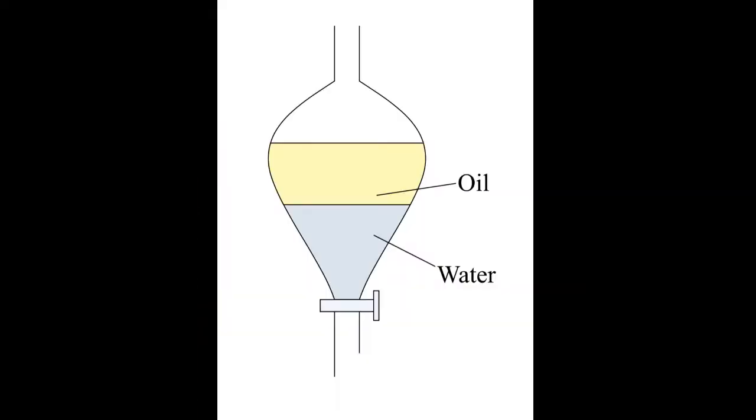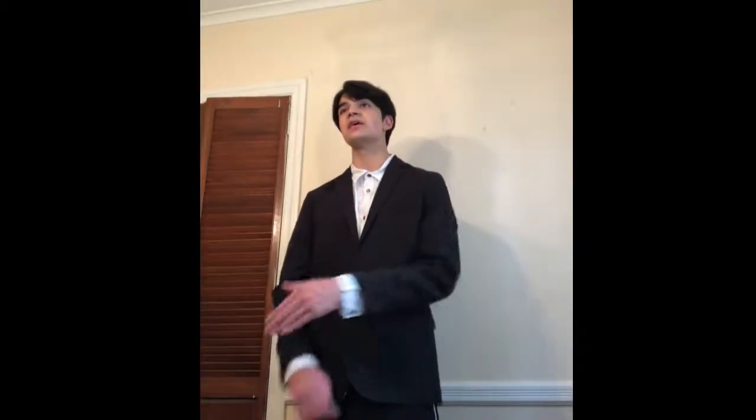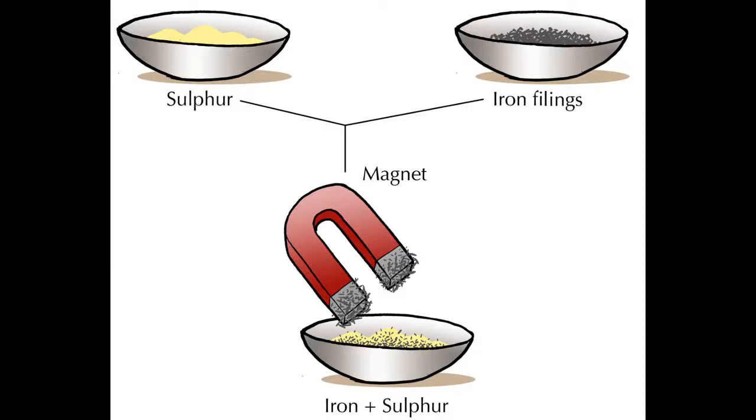Another way is using a separatory funnel to separate oil and water. A third way would be using magnetism. This is when you use a magnet to extract magnetic solids in a mixture to separate it from the substance it is in. Wow, that's so cool.